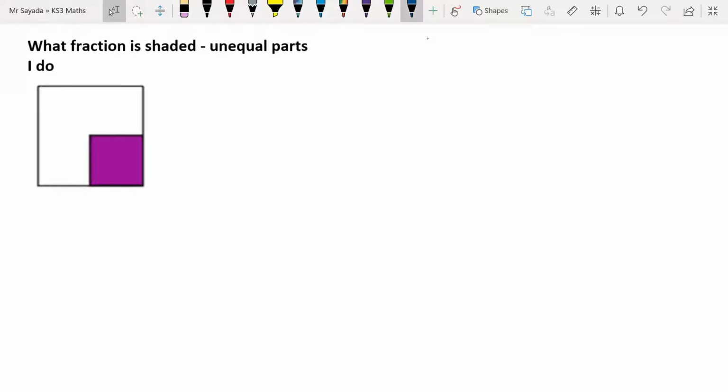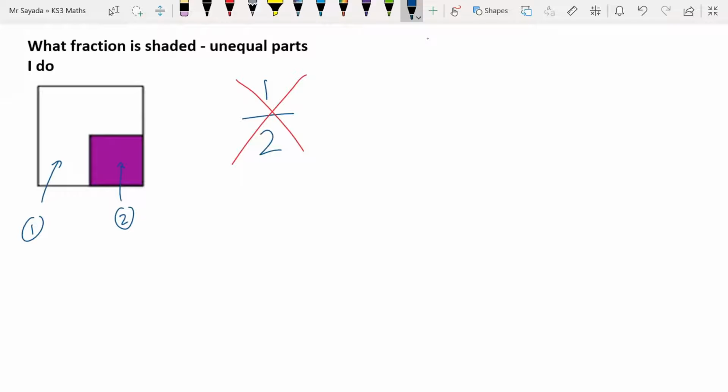So here, this shape is still split into two parts. This is part one, and this is part two. But they are not equal in size. So therefore, we cannot say that this shape is half shaded. Just because one part in two is shaded does not mean that it's half shaded, because those parts are not equal in size.